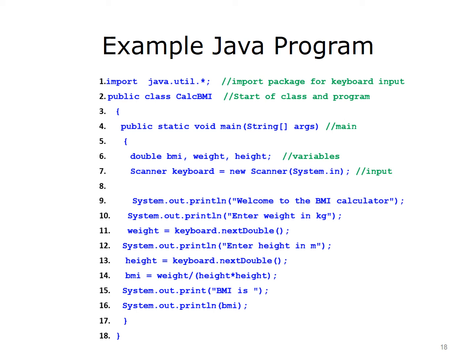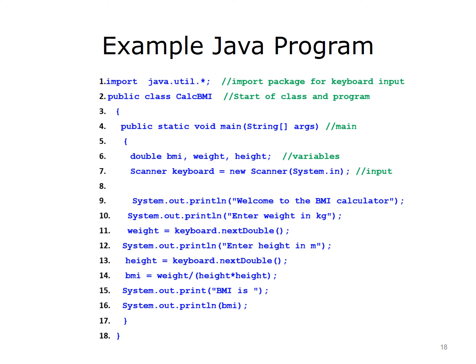This is the name of the class that contains the program. In Java, all code must belong to a class. The name of this class is calcBMI. 3. The next line is the open curly bracket, which is used to signify the start of a class, a method, and so forth.